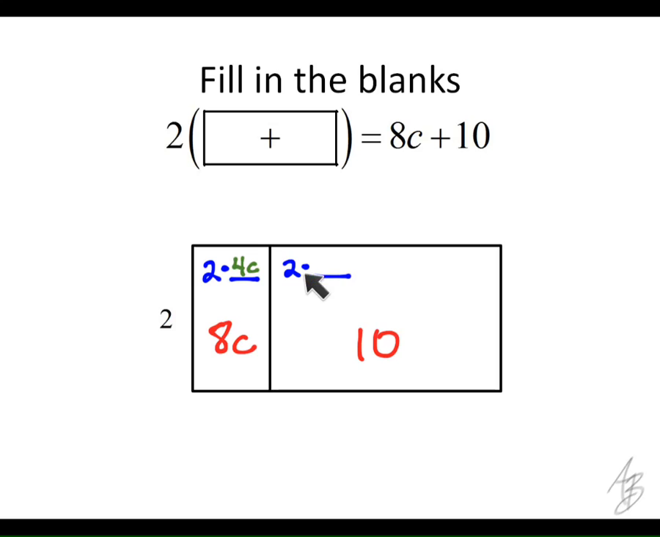What do we multiply by 2 to get 10? 5 times 2, right? So we multiply by 5. If you didn't know that, you could do 10 divided by 2 and you get 5. You get what we fill in the blank there.